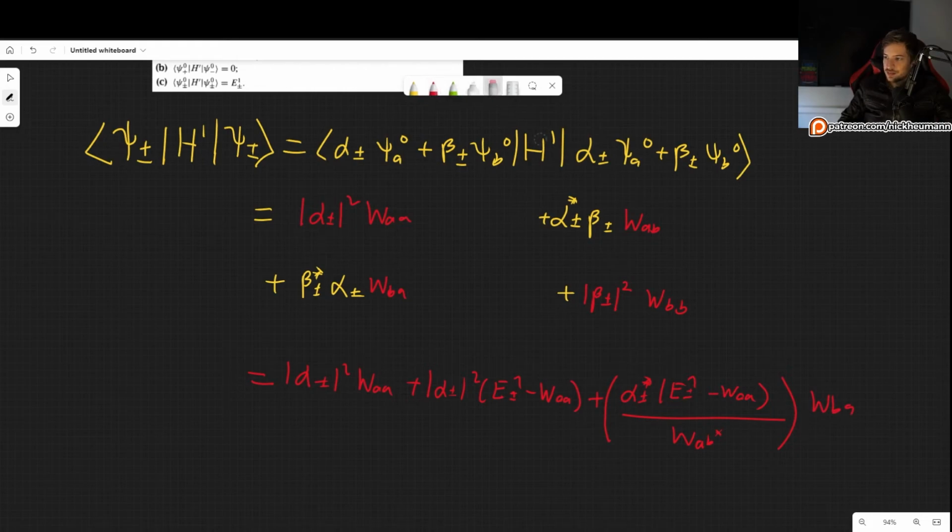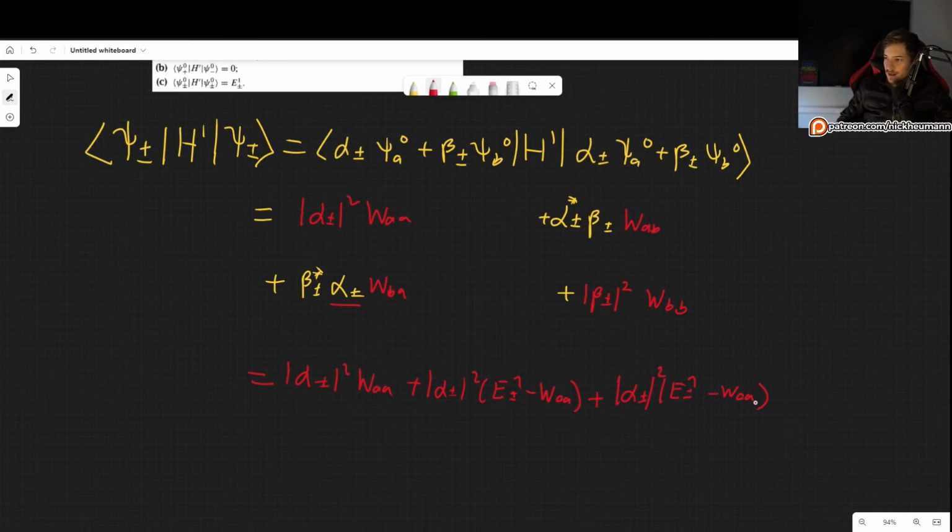So just as before, these things cancel out, this with this. And I almost forgot to add this part, right? This alpha plus or minus. So we do end up with alpha plus or minus modulus squared. So let's just write it here. So this is alpha plus or minus modulus squared.